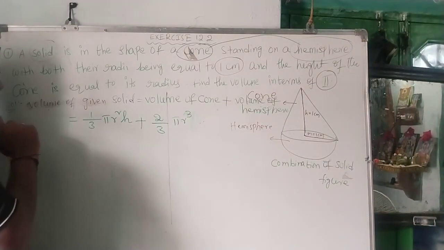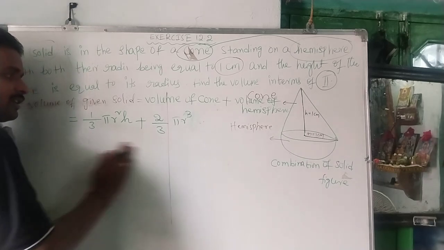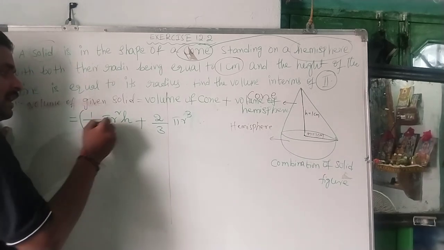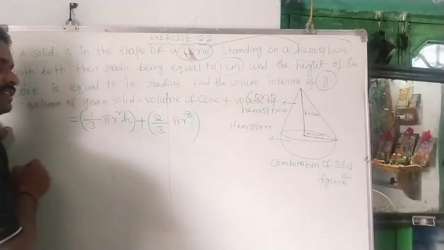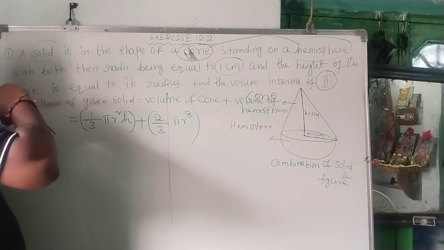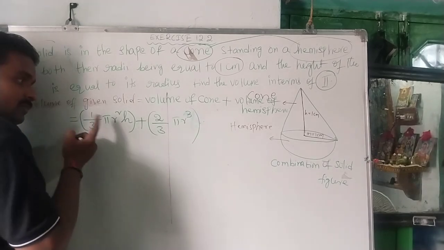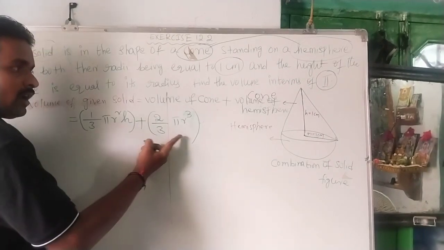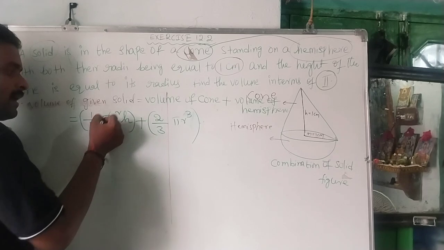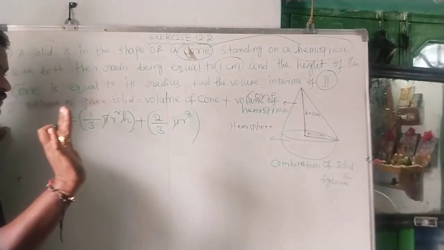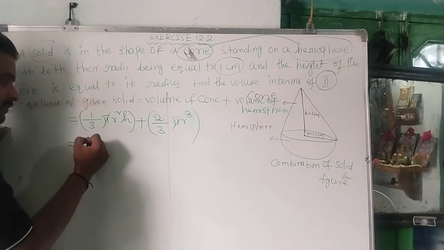First I will find the common terms. Actually, is it an expression or not? 1 by 3 pi r square h is the first term. 2 by 3 pi r cube is the second term. Right. First I will find the common terms in volume of cone and volume of hemisphere. What is common here? Pi is common. First one, pi. Okay, first I will expand it. You can understand easily.